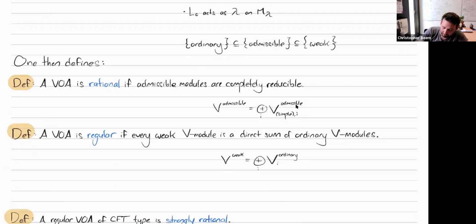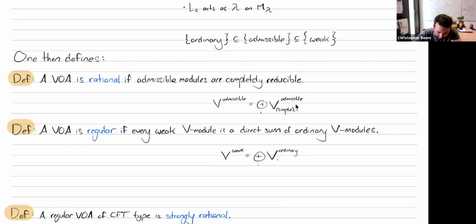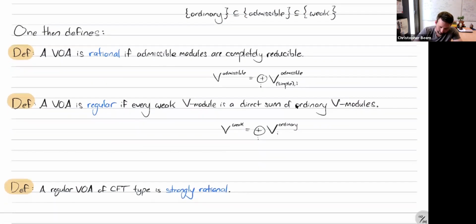And in order of strictness, ordinary is the strictest, and then admissible, and then weak. And it's in terms of these different levels of niceness of modules that vertex algebras are characterized as being rational or regular or strongly rational. And these are some definitions which make enough sense, but they look impossible to check.